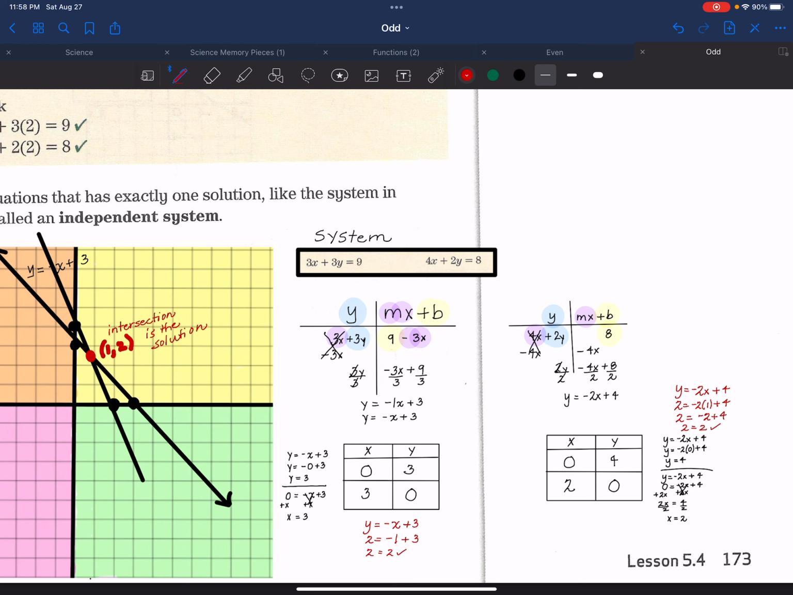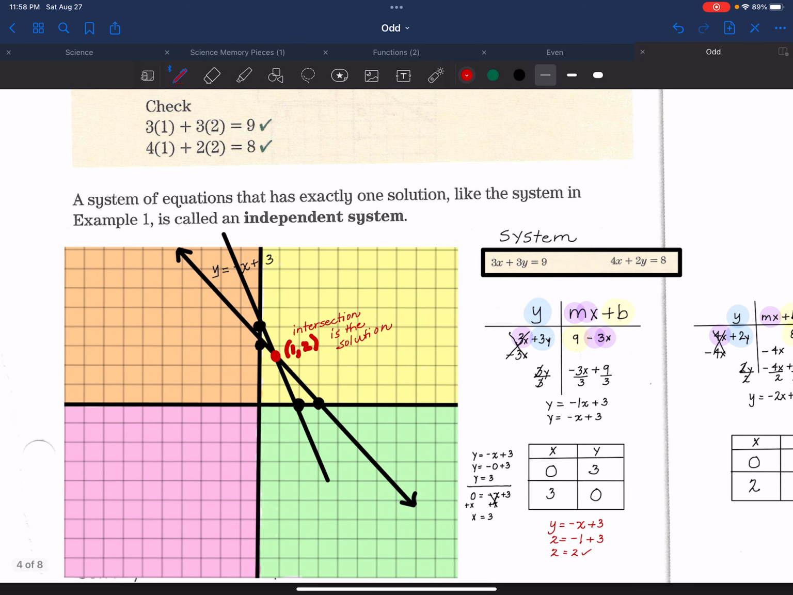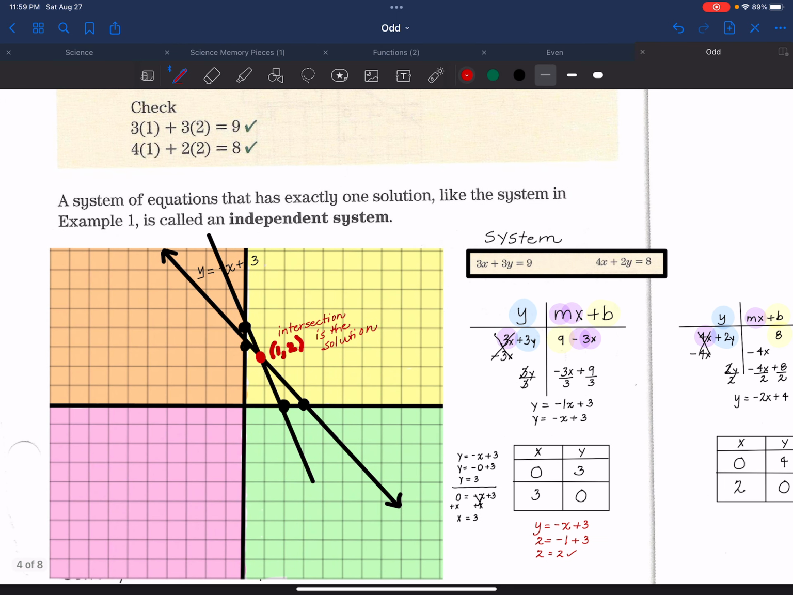Okay. Now, in this situation, we only have one solution. So this is called an independent system. And you're only going to know that once you get the solution. If you just have one solution, it is an independent system, meaning there's only one point that will make this true. So this particular example is an independent system.